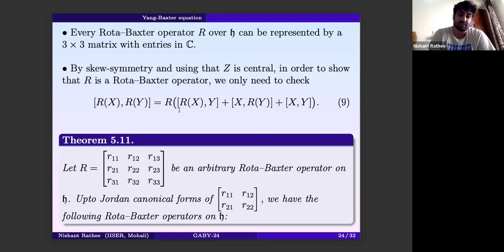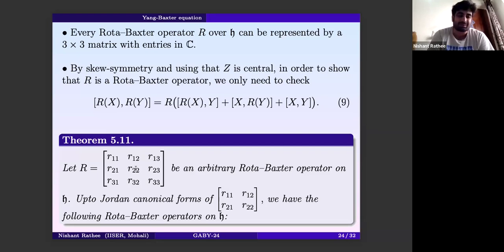I have solved this. I put the values of x and y, and instead of R, I put this matrix, and I solve this equation, and the solution gives my Rota-Baxter operators. I can further improve this result by using the automorphisms of the Heisenberg Lie algebra, which I can use to transform this matrix block. For that, you have to see the automorphisms of the Heisenberg Lie algebra; I'm not mentioning that here. So you can transform this 2x2 matrix block into its Jordan canonical form.